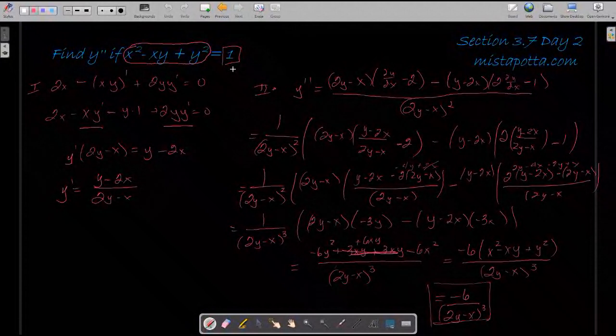So that's higher order derivatives using implicit differentiation.